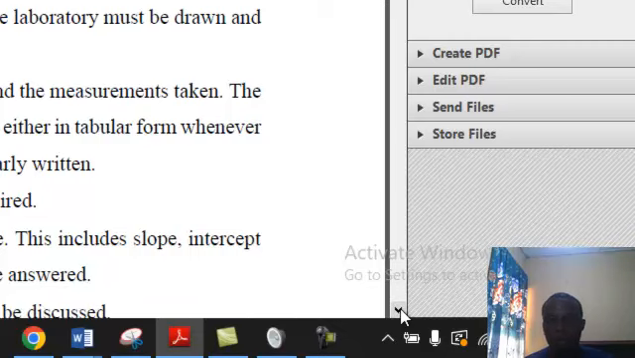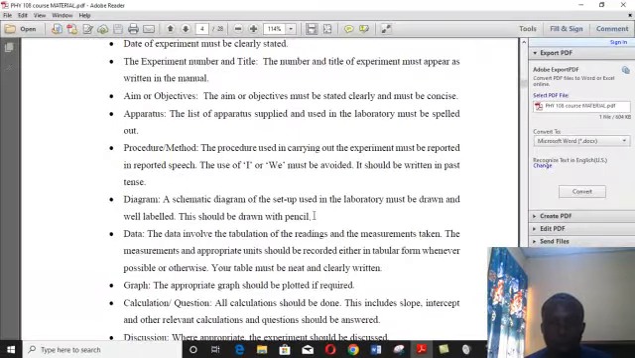And then the diagrams for every experiment that is performed are meant to be drawn, and they should be well labeled. Don't forget, you're going to use a pencil, so all drawings should be drawn with a pencil. Then the data involved will be tabulated. I'm going to show you a format in which you're going to do all of that. The data involved should be tabulated with their appropriate units.